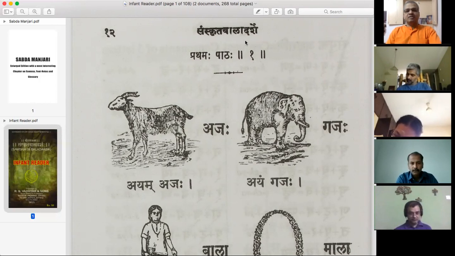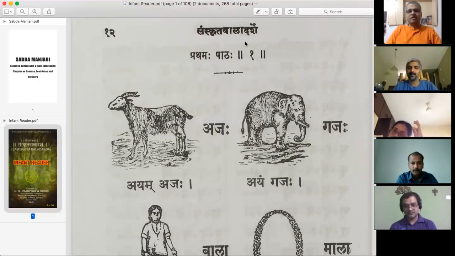Sanskrita Baladarsha means infant reader. Bala is infant. Adarsha means reader. Sanskrita Baladarsha means Sanskrit infant reader. It is one word actually, they are not three words. It is a compound here. Sanskrita Baladarsha is one compound word.